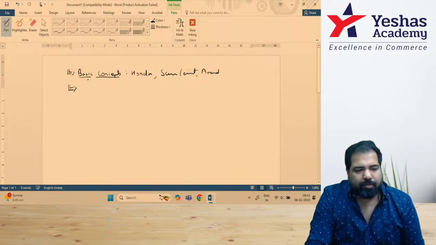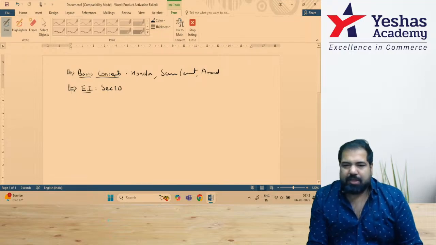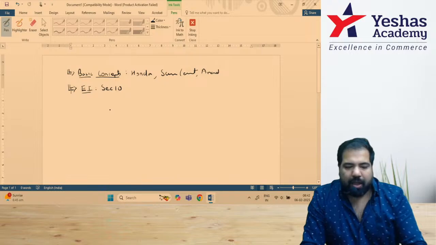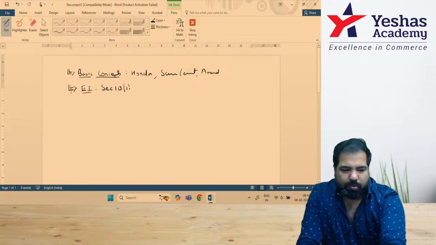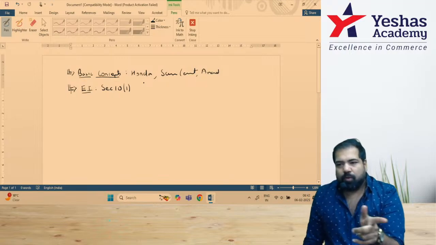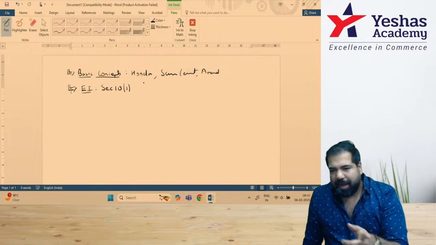Next, guys, we read a very simple chapter called exempt income. The section mainly is section 10, which says that some incomes the government doesn't want to tax and they are putting them in section 10. And in section 10, let's just do a small recap. 10.1 is what? Agriculture. RAL, rural. UAL, urban. SB, sale and building.